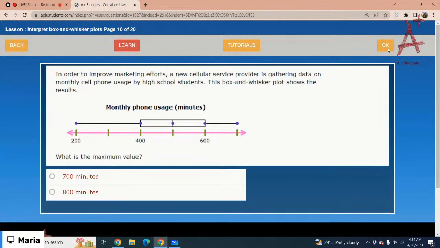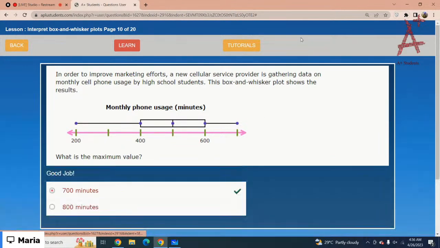In order to improve marketing efforts, a new cellular service provider is gathering data on monthly cell phone usage by high school students. This box and whisker plot shows the result. What is the maximum value? Yes, that would be 700 minutes. Okay, you can complete the test by yourself later today.